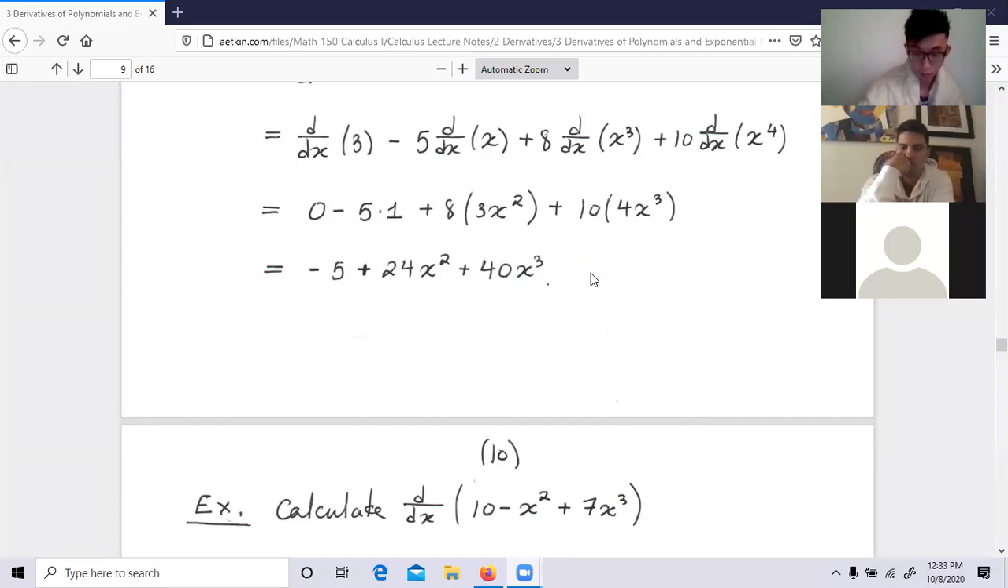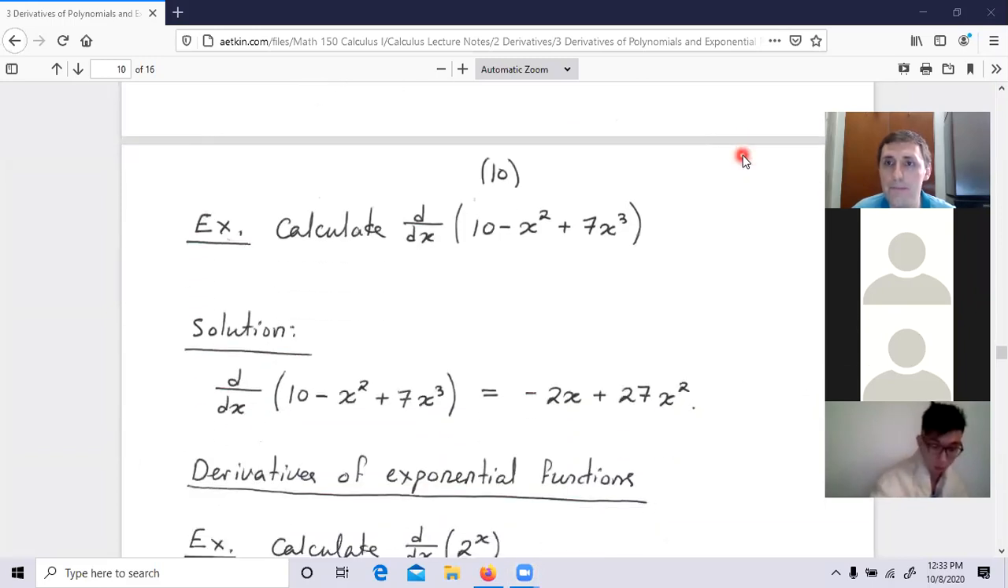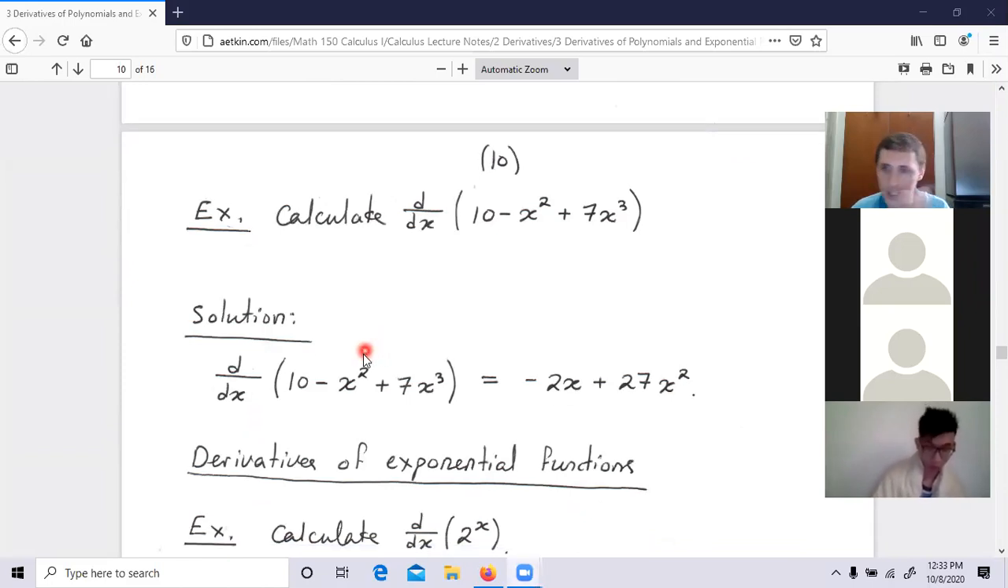Okay, great. So it's a simple question. Let's move on. Yes, guys. Got it. Beautiful. It's not a mistake to write zero, right? So the derivative is simply minus 2x plus 27x squared. And you recognize what I used here. I used addition laws of differentiation and multiplication laws of differentiation.